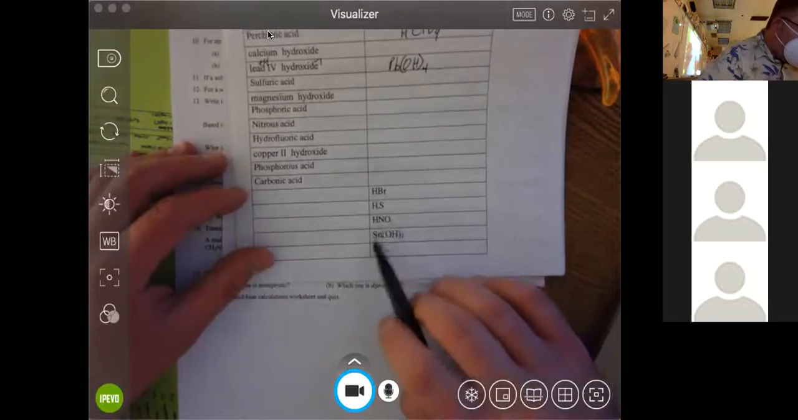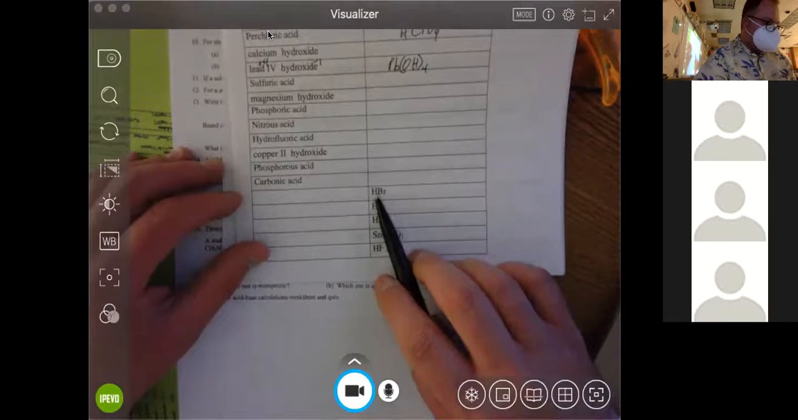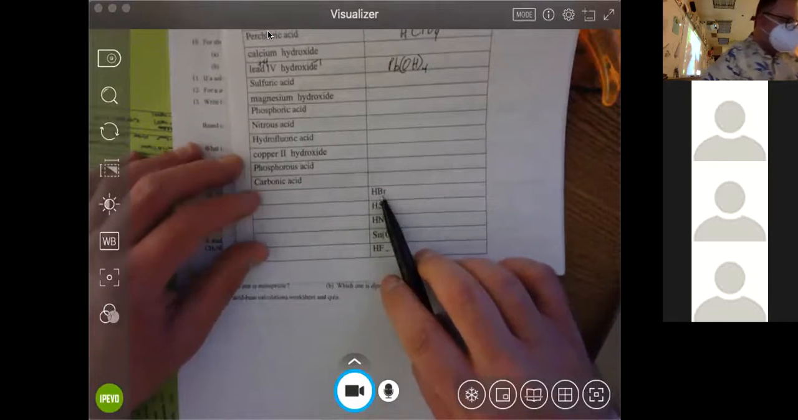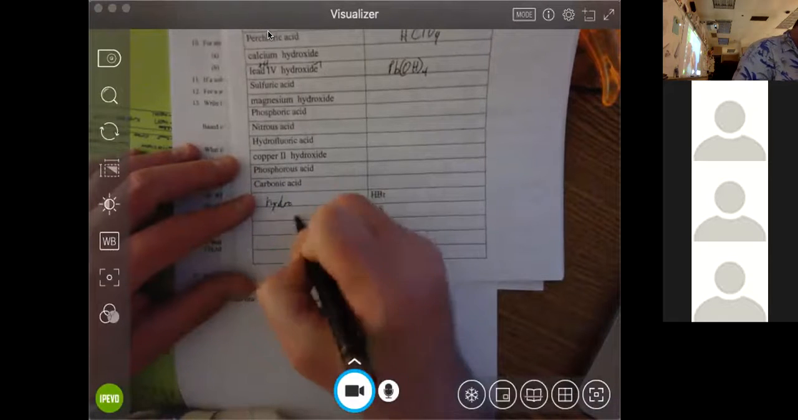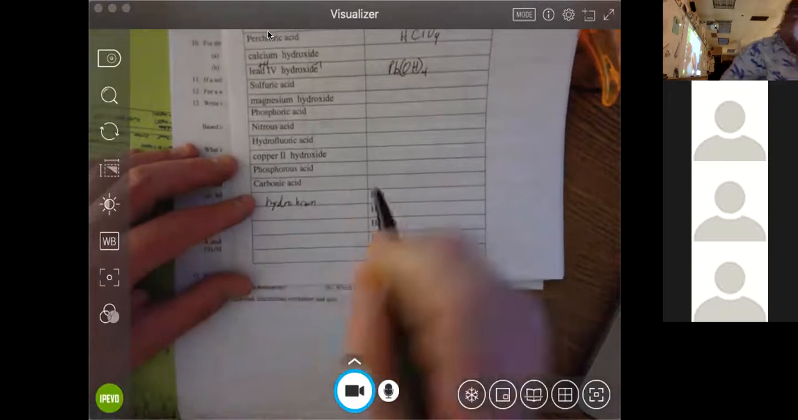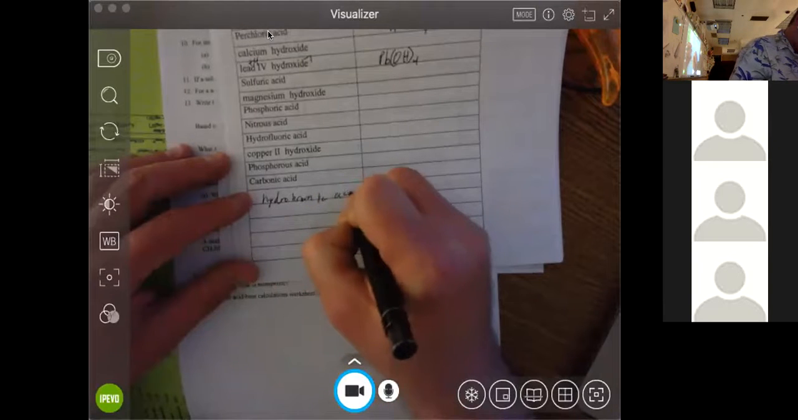What if we are given the formulas and we have to go to the name? So we have hydrogen bromide. It ends in -ide, so that means we need hydro. Brom, we're going to change the -ide to -ic: hydrobromic acid.